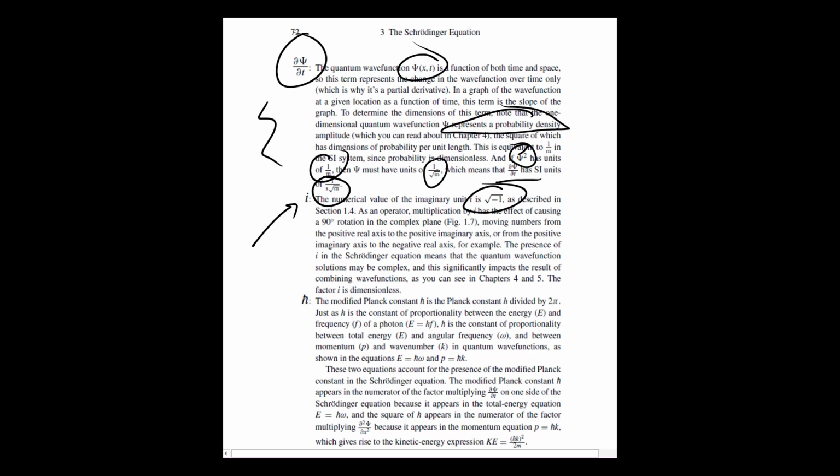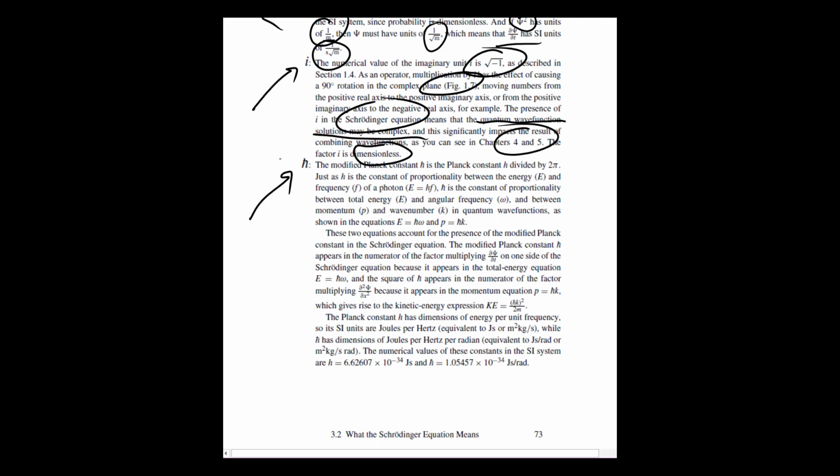i is, of course, the square root of -1. It's the complex operator. If you read that bit in Chapter 1, specifically Figure 1.7, you see that multiplying by i is equivalent to a 90-degree rotation in the complex plane. The reason it's significant in the Schrödinger equation is because it means that quantum wave function solutions may be complex. You'll see the impact of that in Chapters 4 and 5. No dimensions are associated with the factor i.